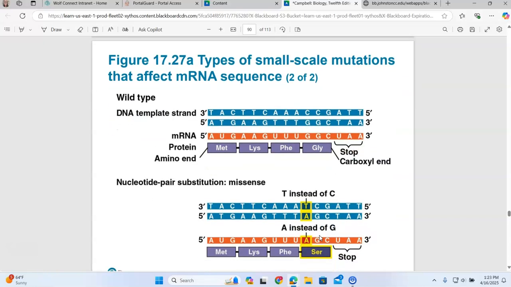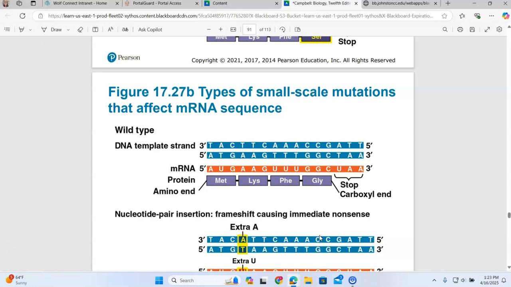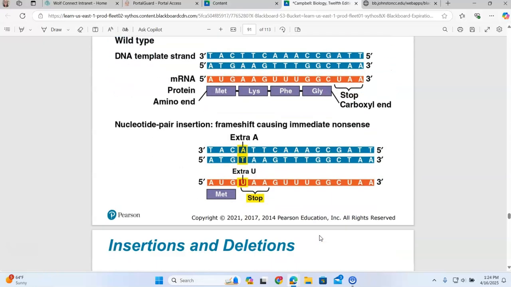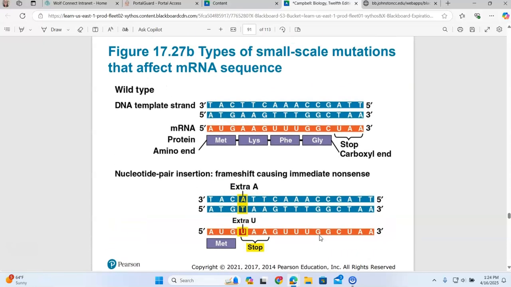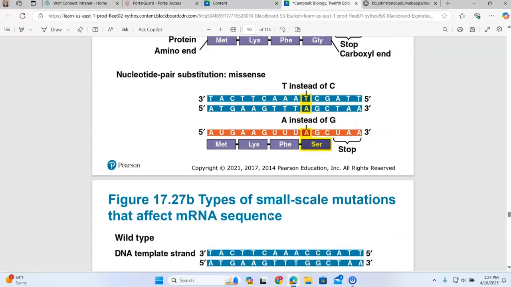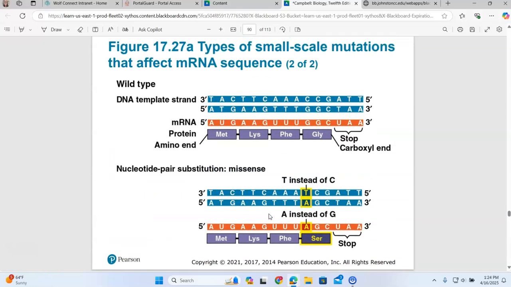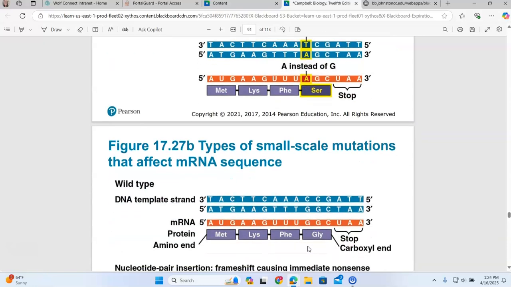Then we can have a missense, like we already saw one of these. And that is like with the sickle cell. Then we can have a nonsense. Do we have a nonsense here? We have a missense, we don't have a nonsense. A nonsense would be if instead of glycine, the mutation coded for a stop codon. That is called a nonsense. And a nonsense usually results in a non-functional protein.